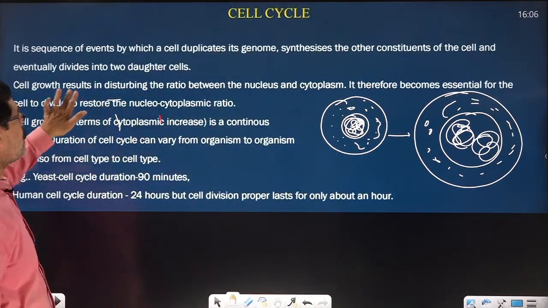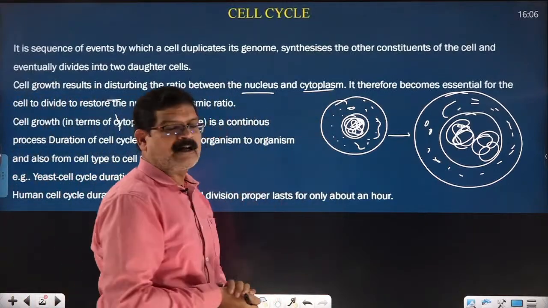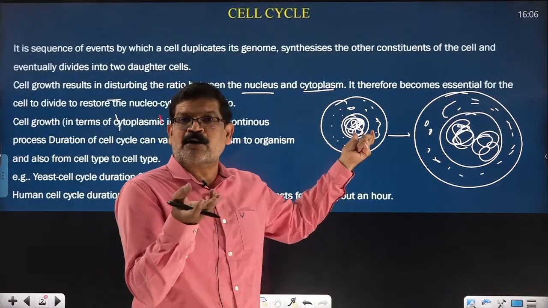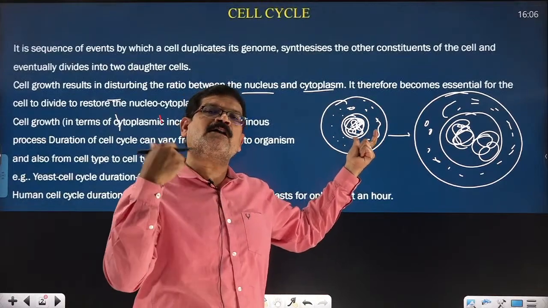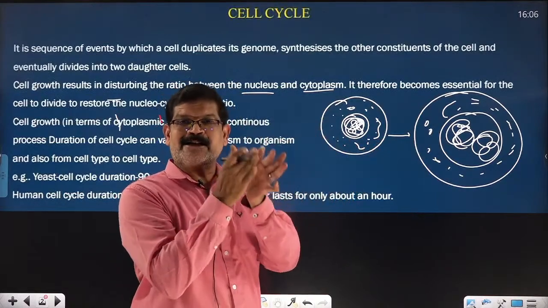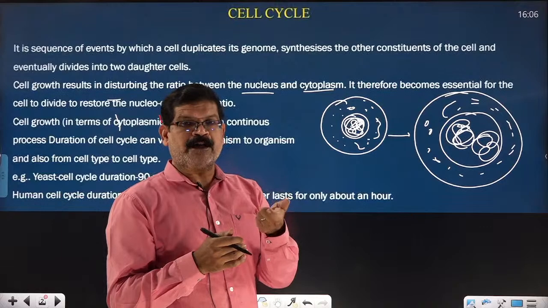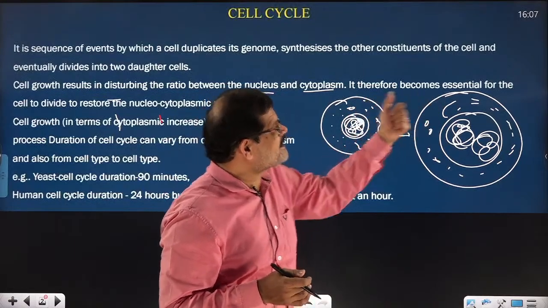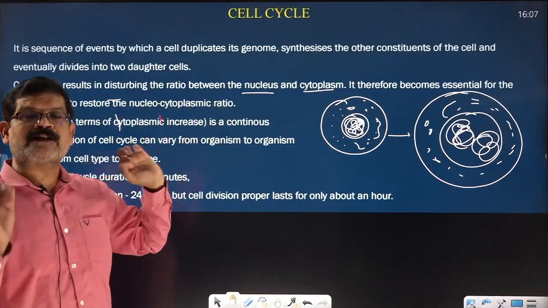Next one, we come to: cell growth results in disturbing the ratio between nucleus and cytoplasm. See here, I already said, the cell which is present has a certain number of chromosomes, a certain amount of DNA, and also a certain number of cell organelles. What happens? All the things which are present there get doubled. When it is doubled, it can be easily distributed into the two daughter individuals. Is it right? Therefore it becomes essential for the cell to divide to restore the nucleocytoplasmic ratio. That is also very, very important.